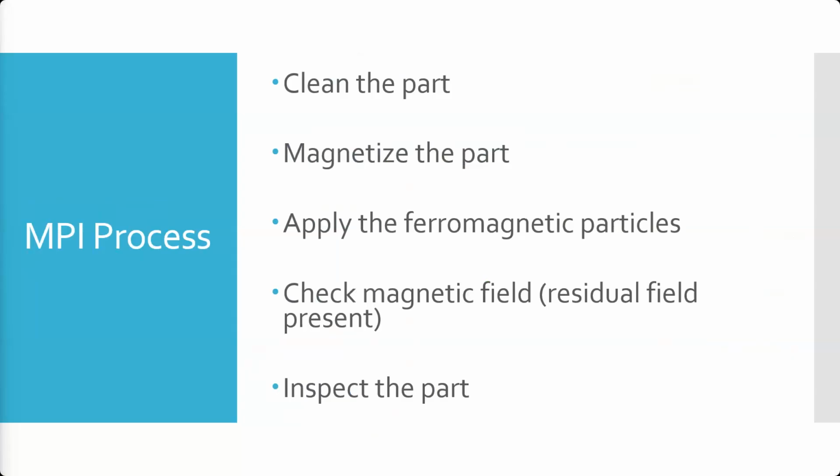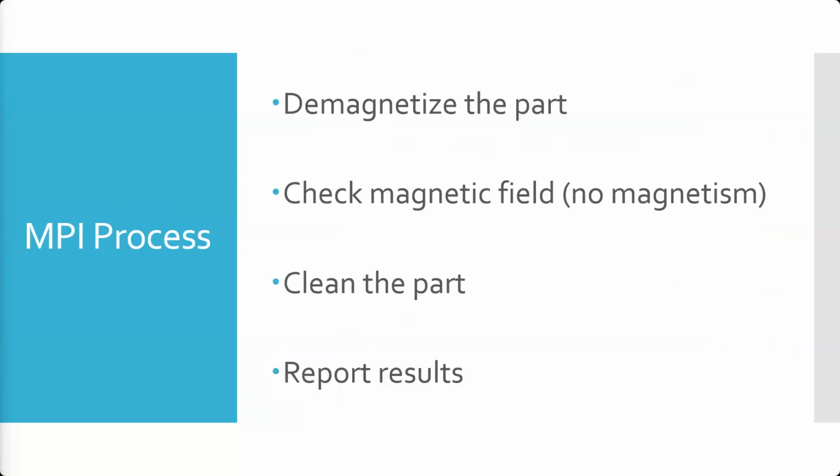the part. After that, we're going to check the magnetic field to make sure that there is a residual field present. And at that point, then we can inspect the part. And this is important that we check for residual field. And we make sure our part has some magnetic field so we know that the particles are going to stick.